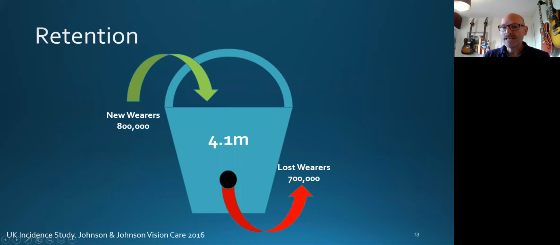We often talk about the leaky bucket. I think you'll be looking at this thinking, when was the first time I saw the leaky bucket model? I picked this one up from the J&J website. It dates from 2016. But it is a great way, if you want to look at a whole market, of understanding 800,000 new wearers in, 700,000 lost wearers during 2016. There's still some significant growth there, but actually you're doing quite a lot of work to put all of those new wearers in, and we've got a lot of wearers dropping out the bottom.